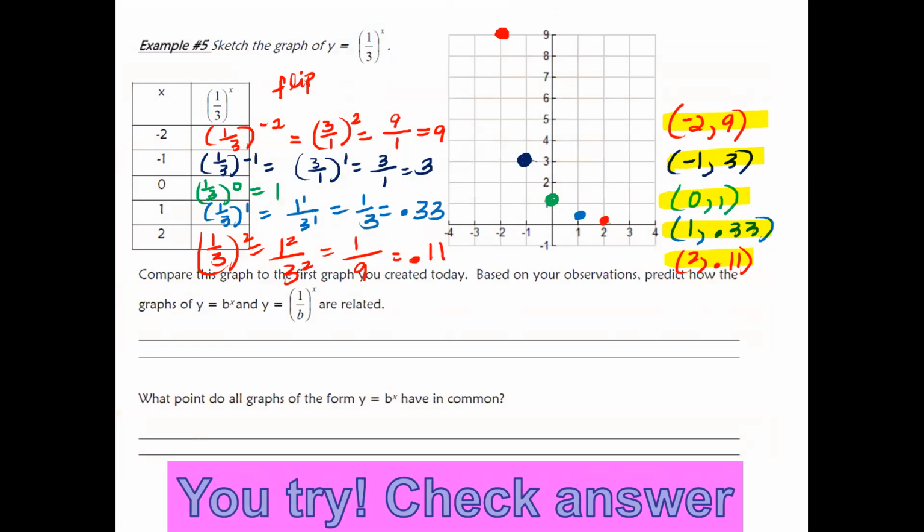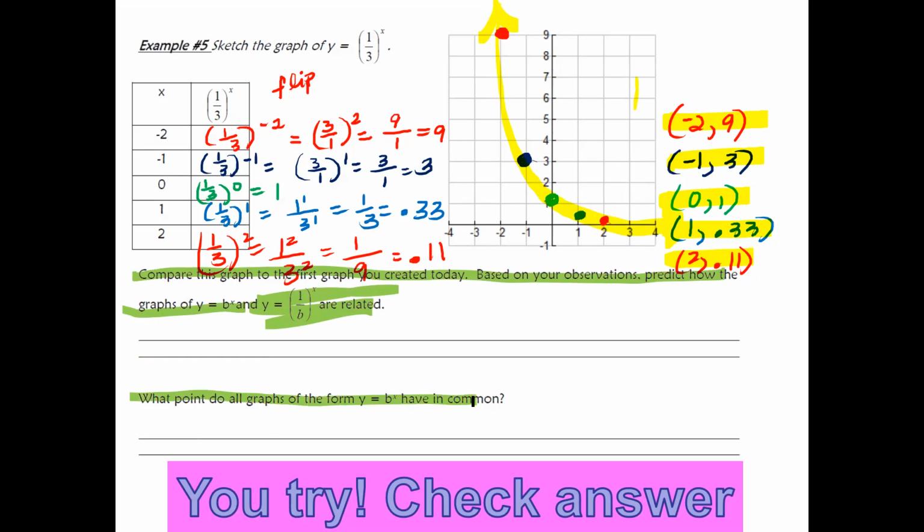All right, so your work for number 5 should look something similar to mine. And if you go ahead and connect the dots, this should be your exponential decay. And now that you've completed this, I want you guys to reflect on this and say, comparing these graphs to the first graph you created today, based on your observations, predict how the graph of y equals b to the x and y equals 1 over b to the x are related. And what point do all graphs of the form y equals b to the x have in common?